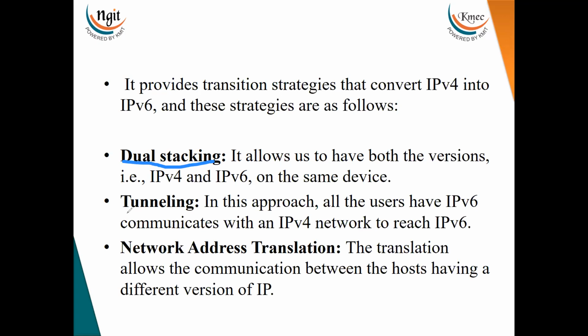Tunneling is another strategy we follow for IPv4 and IPv6. In this approach, all the users having IPv6 communicate with IPv4, because the IPv4 network is able to reach the IPv6 network also. This is also one of the good strategies. And network address translation allows communication between hosts having different versions of IP address. These are all very important. The three different strategies are dual stacking, tunneling, as well as network address translation.